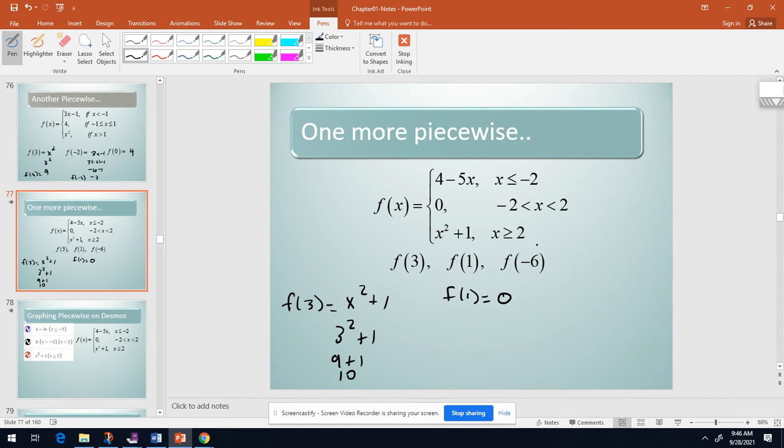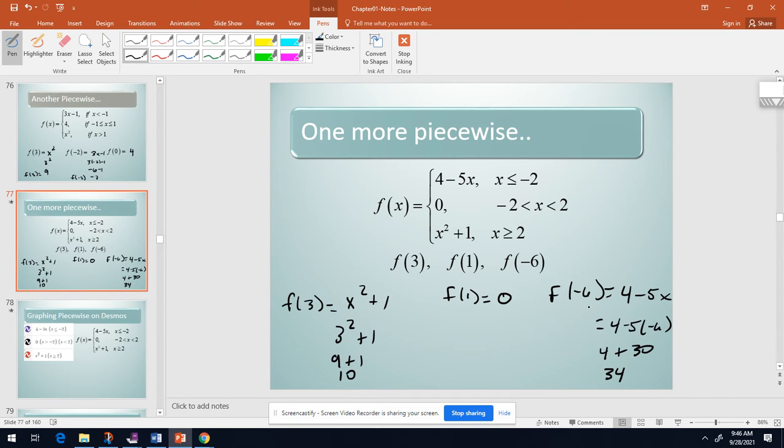And then plug in -6. -6 is less than -2, so I would choose 4 minus 5x. So I get 4 minus 5 times negative 6. 4 plus 30, I get 34.